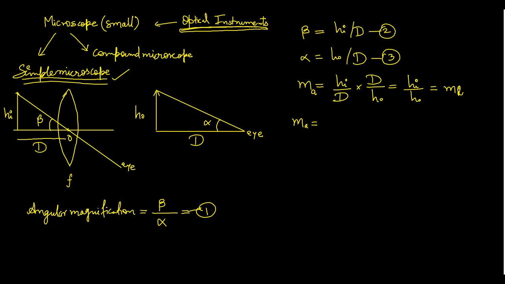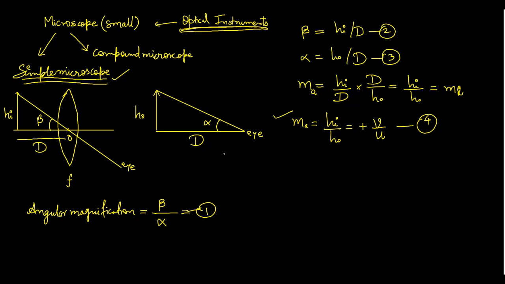So see here, the linear magnification and angular magnification in this case are equal. So can I say this hi upon h naught is nothing but minus, sorry, that is plus v by u, correct? Yes or no? Angular magnification.